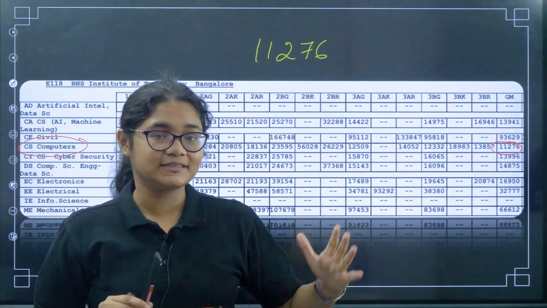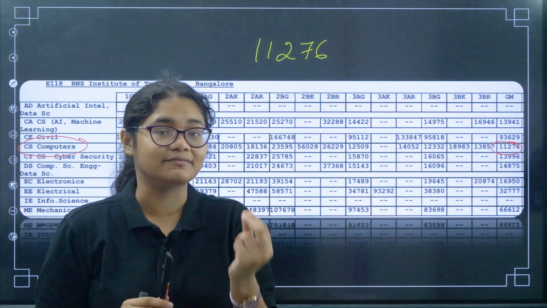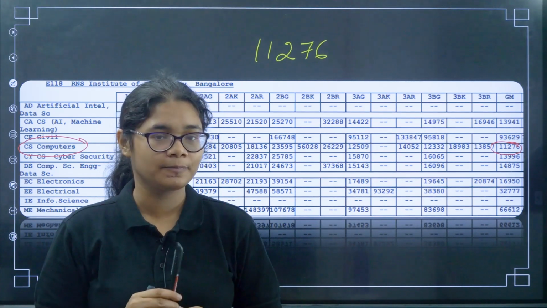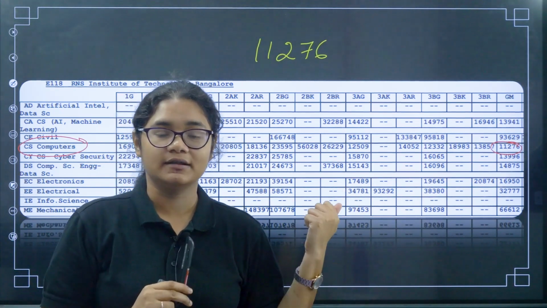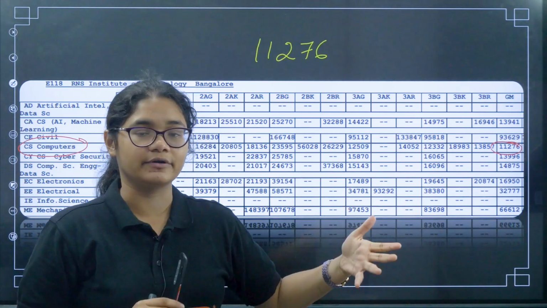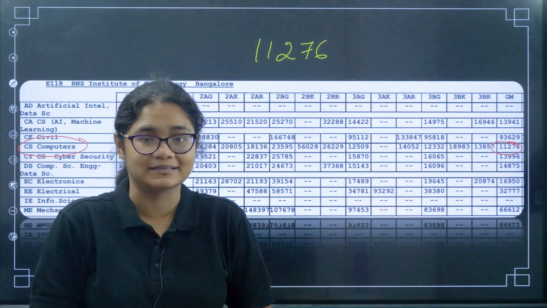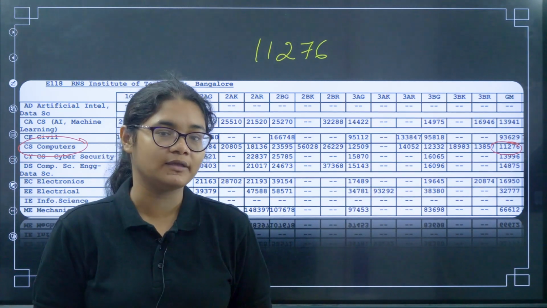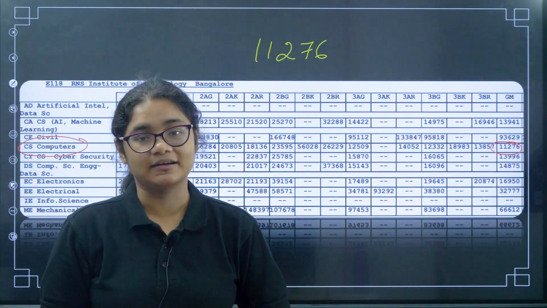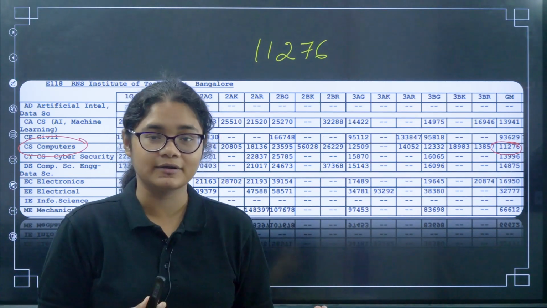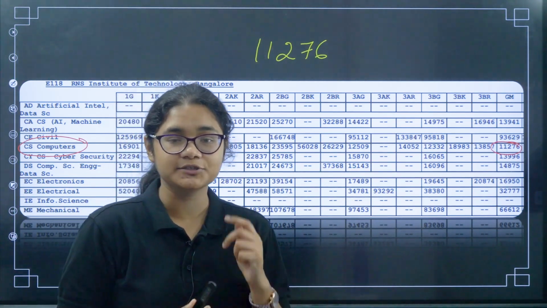11,276. Last year in the first round it was 7,554 and the last round was 9,000. This year in the first round it is already 11,276. So what can we conclude from here? The cutoff has decreased for this particular college and for this particular branch, right?